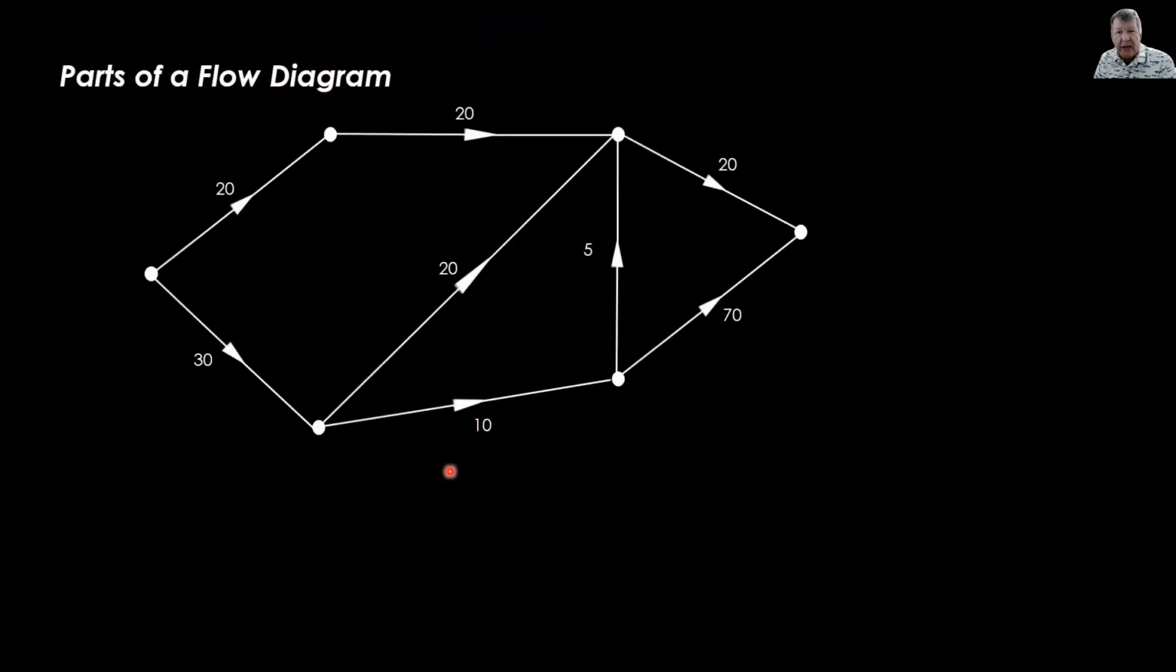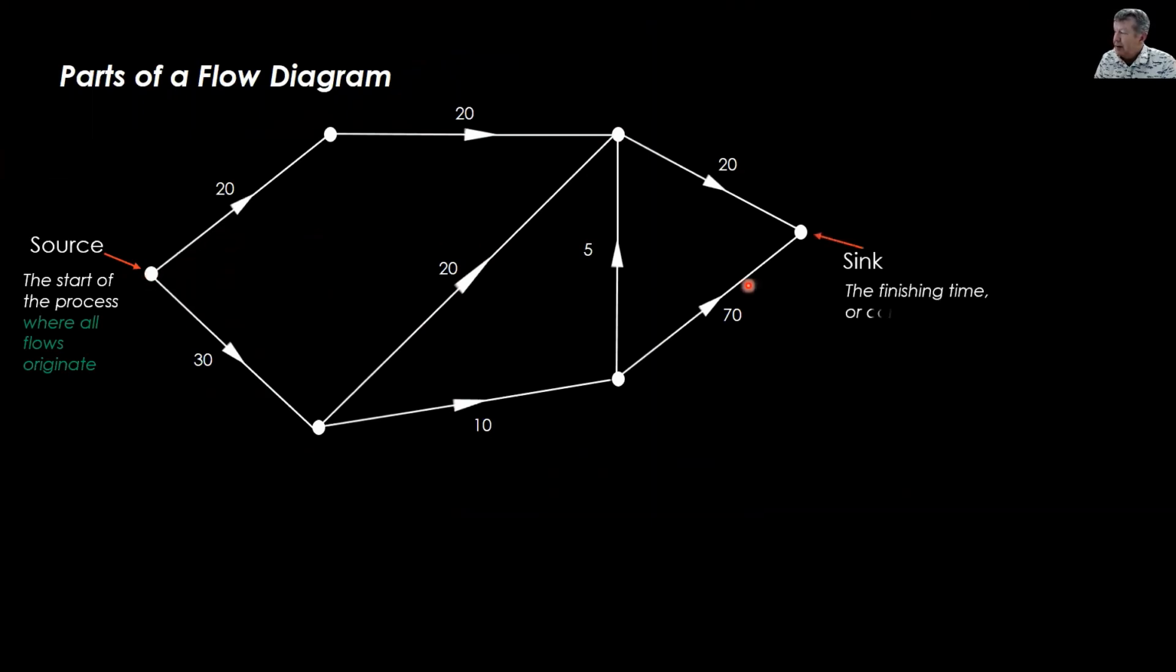First up, we're going to look at the parts of a flow diagram, as you can see over here on my right. Now, we'll label bits. We need to know where the source is. The source is where everything originates. The way to pick that is to look at these arrows here. Every arrow in this network is coming out of this point, so that is our source. The other point we need to find is the sink. That's over here.